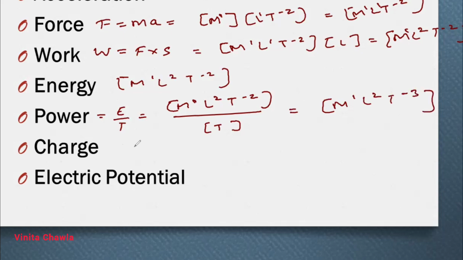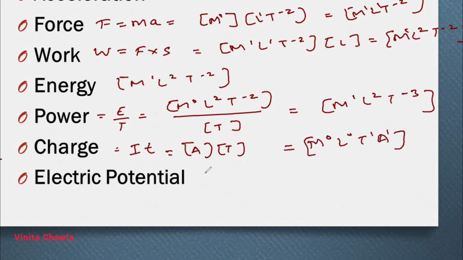Charge is current into time. Current is charge upon time. Rate of flow of charge is current. So charge is current into time. So write the dimensions for current first. You want to write I or A? A. Okay, let's take A. And for time, it is T. So we can write M0, L0, T1, A1.